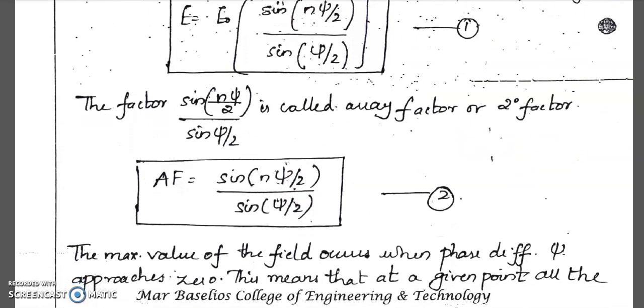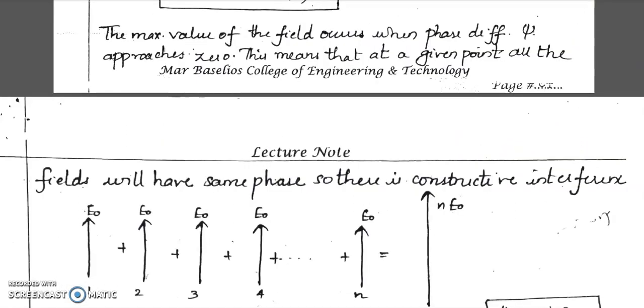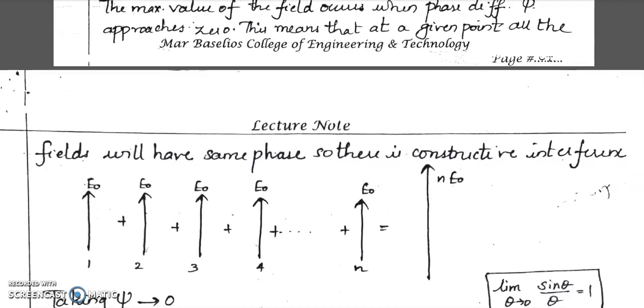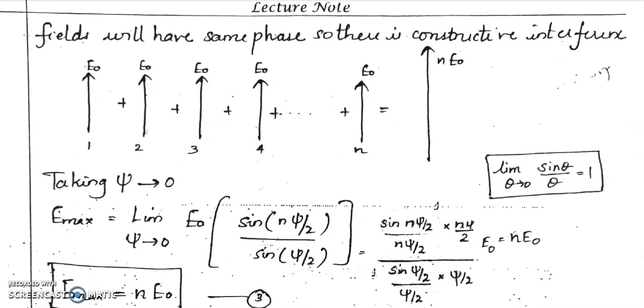And the maximum electric field will appear when psi is equal to 0. We know that the electric field is the superposition of the fields due to each source, and its value will be maximum when psi is equal to 0. So we can find the maximum electric field by taking psi tends to 0. Here Emax is equal to the limit as psi tends to 0 of E0 into sine n psi by 2 divided by sine psi by 2. When we substitute psi equal to 0, it will be a 0 by 0 form.